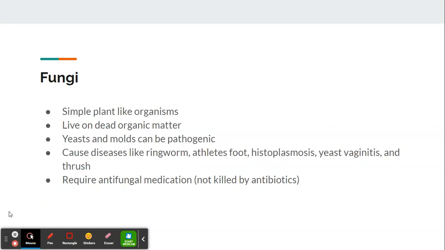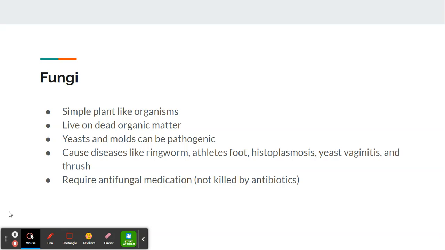Our fungi are going to be our simple plant-like organisms. They live on dead organic matter. And fungi is a broad term. It's not always going to be something pathogenic. So yeast and mold, those can be pathogenic or non-pathogenic. Mushrooms, a fungi. Some of them are healthy and good to eat. Some of them can be poisonous or dangerous. We're going to see fungi cause diseases like ringworm, athlete's foot, histoplasmosis, yeast vaginitis, and thrush.